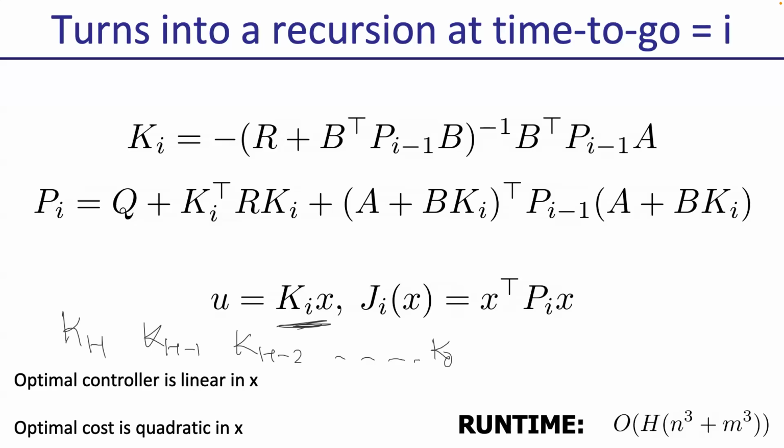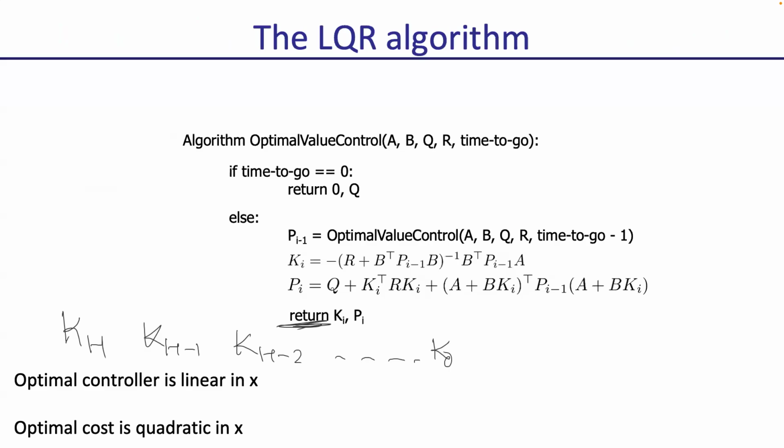Cool. Given this, you can construct an algorithm that looks like this. The algorithm goes backwards in time. If you're at the base case, your control k is 0, and your quadratic term is q. That's what p0 was. That's the base case, the last time step. Otherwise, you go backwards in time: you get pi minus 1 from the previous step, you compute ki for pi minus 1, and you compute pi from ki and all the other terms.